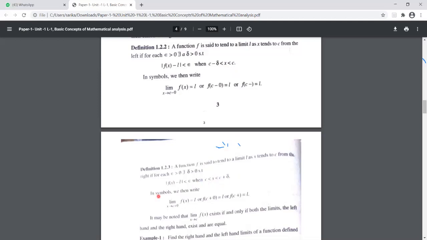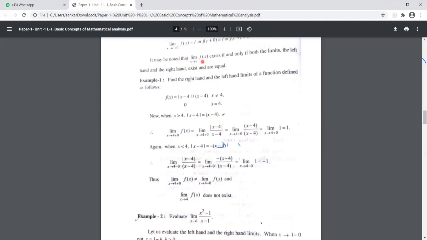In symbols we then write limit x tends to c plus 0, f(x) is equal to L, or f(c plus 0) is equal to L, or f(c plus) is L. Same thing, all are denoting the same thing, because for the right hand limit of course we'll be adding, so c plus 0 here or here or here, c plus, all are the same.